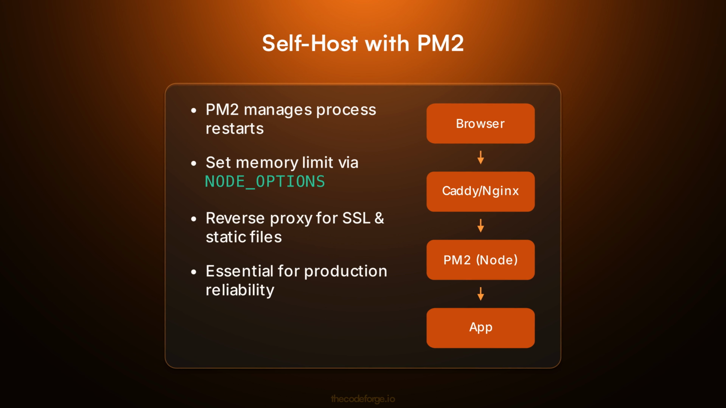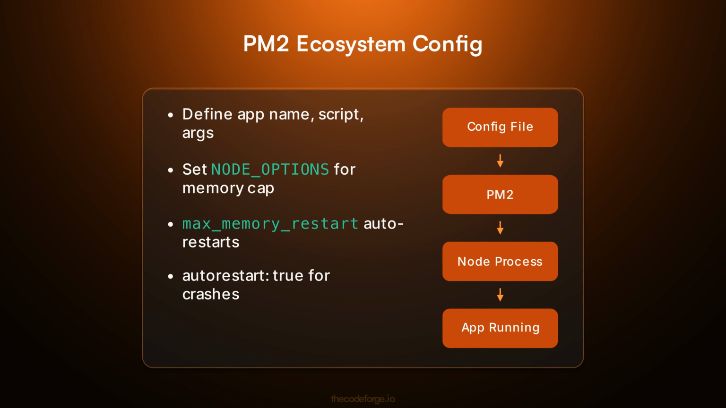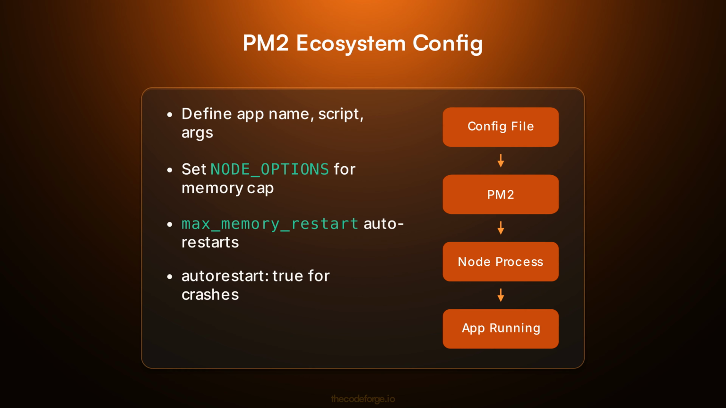It handles restarts, logging, and memory limits. You also need a reverse proxy like Caddy or Nginx for SSL and static file serving. Here's a PM2 ecosystem file. It sets the memory limit to 512 MB and restarts the process if it exceeds 600 MB. This prevents the kernel OOM-killer from terminating your app.